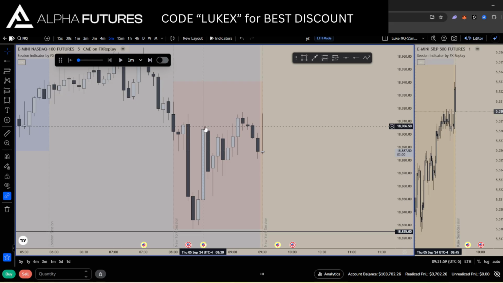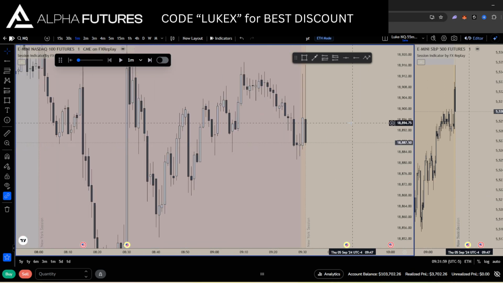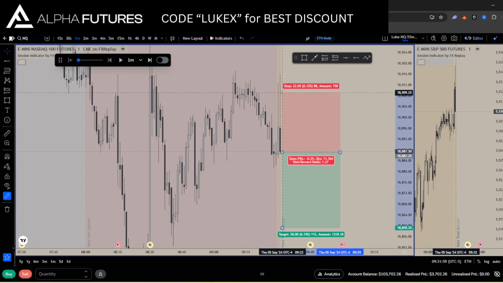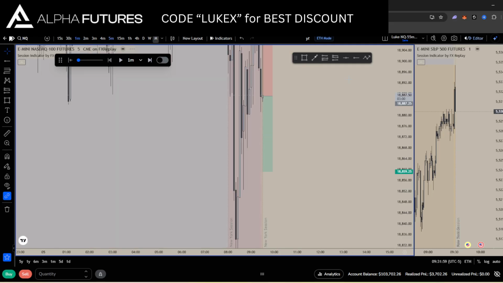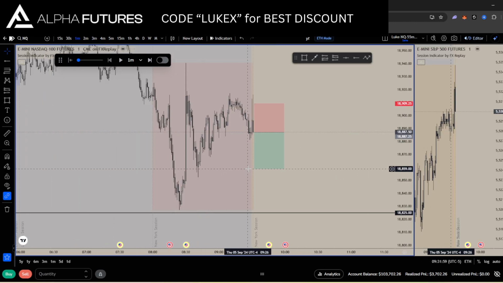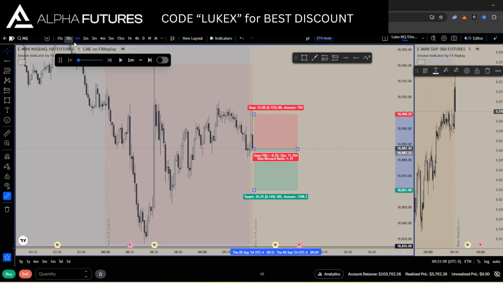We have 815. Huge rejection wick. I think we can go for this. Even like something like this. I'm gonna give this a shot. We have an SMT off the highs, nice rejection. Yeah, I'm gonna try this out.